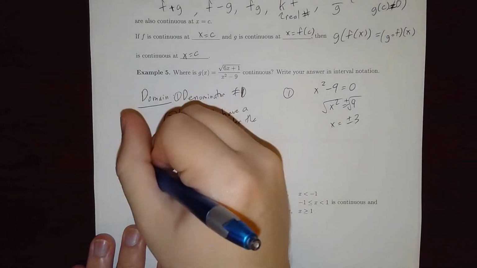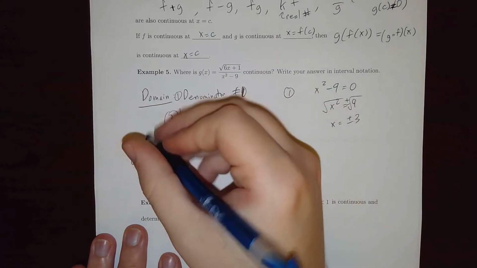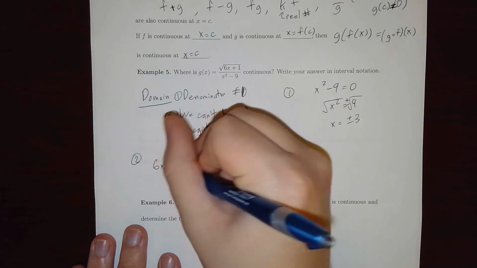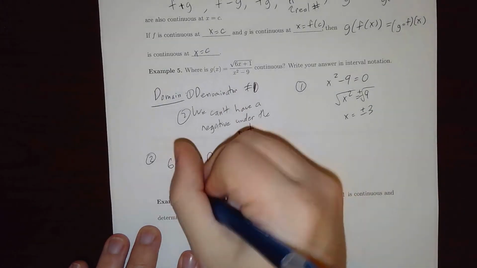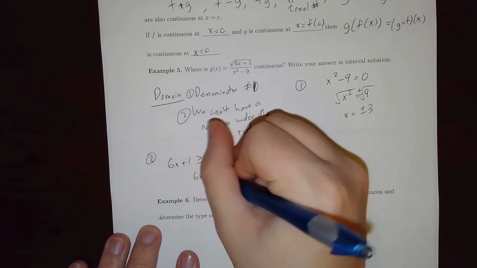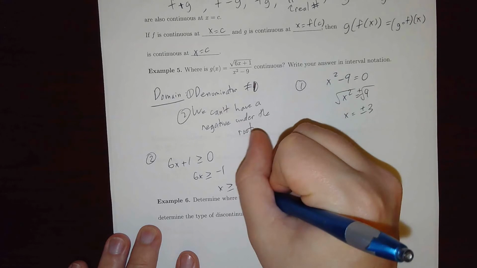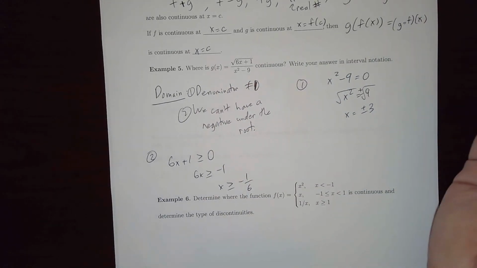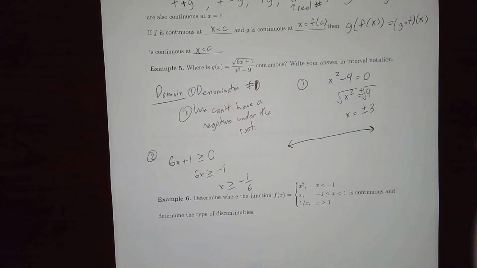For looking at our root being negative, we have to look at what's under the square root. So we want 6x plus 1 to be greater than or equal to 0, which tells us that 6x has to be greater than or equal to negative 1, so x has to be greater than or equal to negative 1 over 6. That might cut out part of what we're looking at, and we can look at our number line just to verify what's going on here and figure out where our domain is.